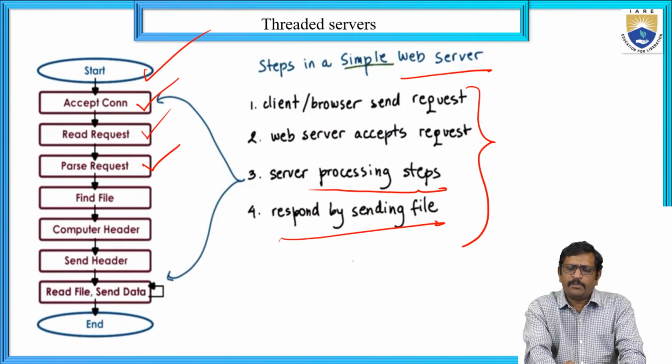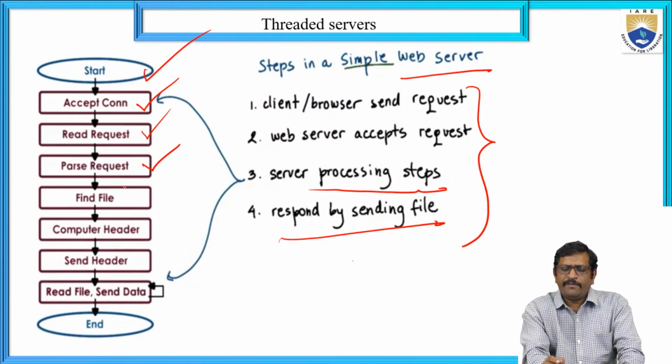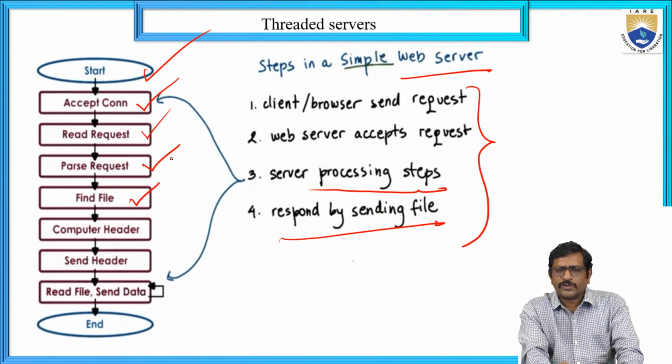The parsed request is classified and analyzed, and the files to be processed and responded with are found, and the header is computed. The responded files that are to be sent to the clients are stored in the send header, and then the files are read and the data is sent.